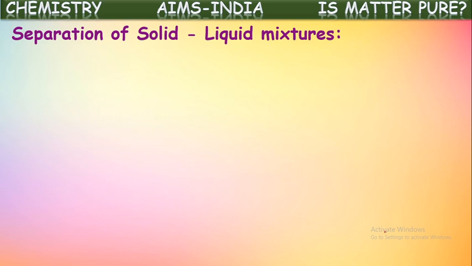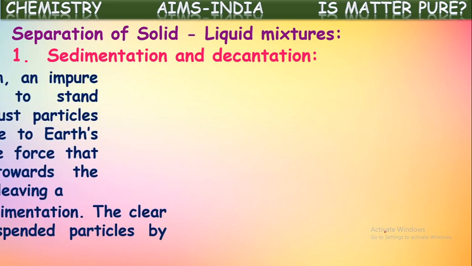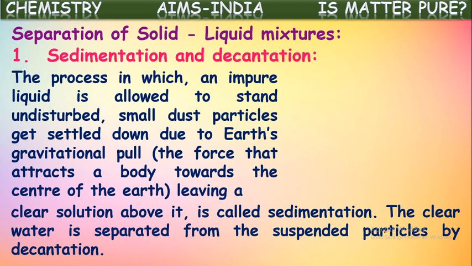Next, separation of solid-liquid mixtures. Let us see one of the techniques to separate these solid-liquid mixtures: sedimentation and decantation. Two processes are involved in this. One of them is the process in which an impure liquid is allowed to stand undisturbed. Small dust particles get settled down due to gravitational pull, leaving a clear solution above it. This is called sedimentation.